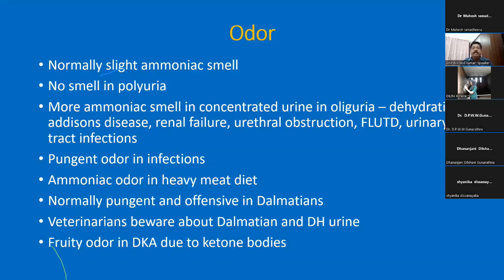In dehydration, Addison's disease, renal failure, urethral obstruction, FLUTD in cats, urinary tract infections, etc., there will be more concentrated urine and more ammoniacal odor. Pungent odor in infections, yes, because of the chemical materials in the urine. Ammoniacal odor in a heavy meat diet, yes, that you can understand very well. Normally pungent and offensive in Dalmatians because, as I have told, in Dalmatians uric acid is converted to allantoin, and allantoin has a pungent odor.